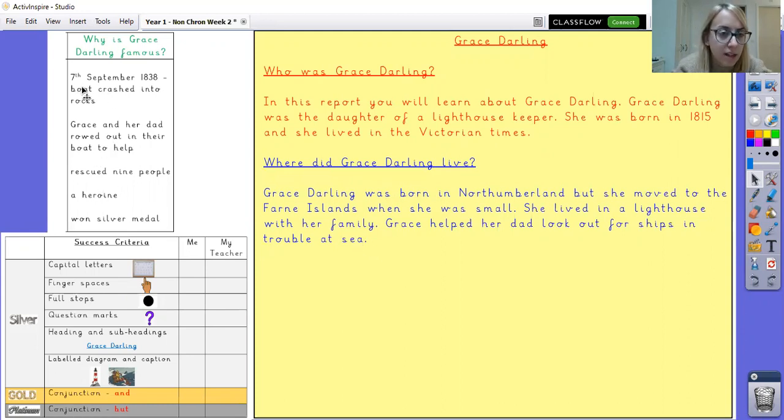So I've got my facts on the board here. I'm going to read those facts through. I've got 7th of September 1838, boat crashed into rocks. Grace and her dad rowed out in their boat to help, rescued 9 people, a heroine, 1 silver medal. Okay, so those are my facts which I'm going to try and include in my writing today.